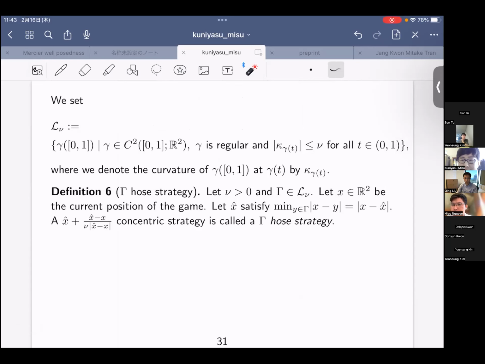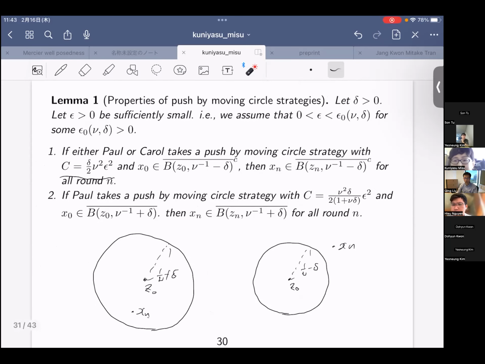Hi, Kuniyasu. Hi. I have a question. Could you explain the moving circle strategy? Could you repeat? Could you explain the moving circle strategy briefly? It's difficult.